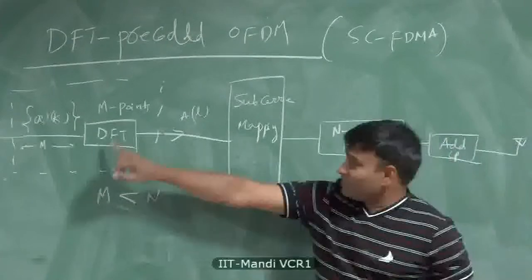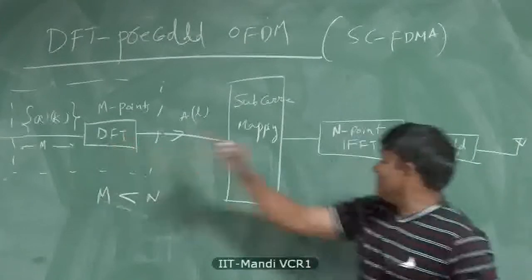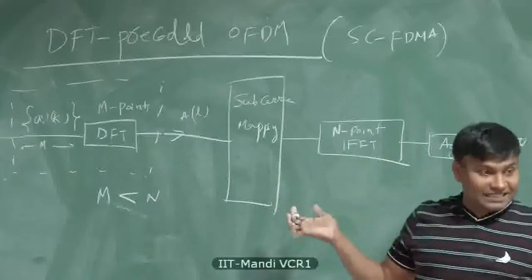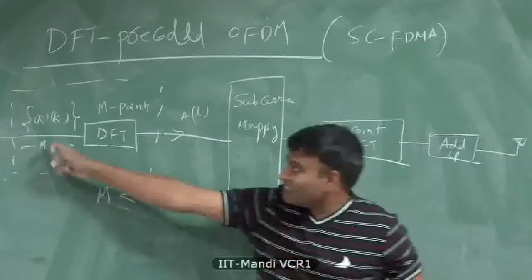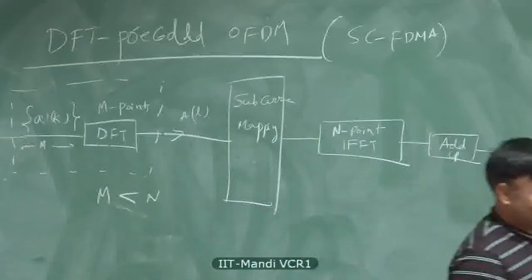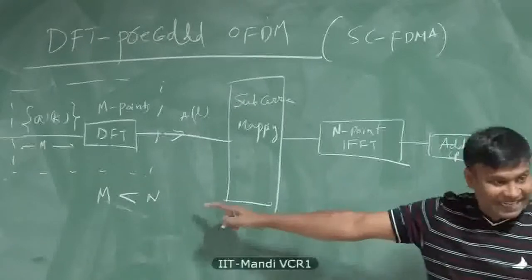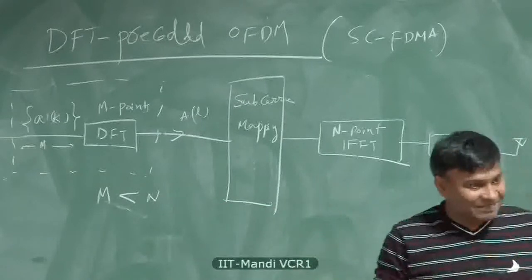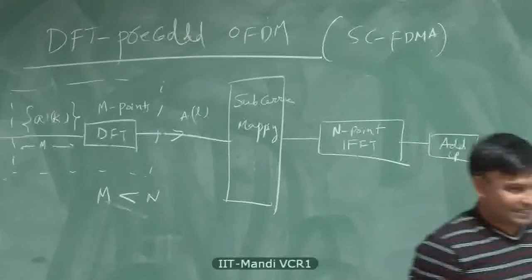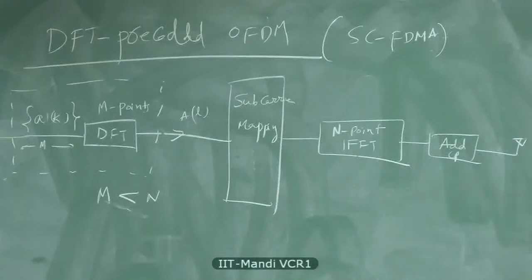See, if you say M equal to N, you say there is a DFT or FFT and IFFT, nothing has happened. You end up with A_K. That's not what we are going to do. M is less than N, so when you have zero padding, it will create a pulse shape, right? We'll see that. Okay, there is oversampling and it will create a pulse shape.